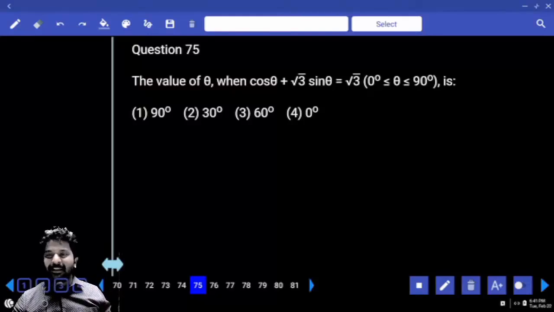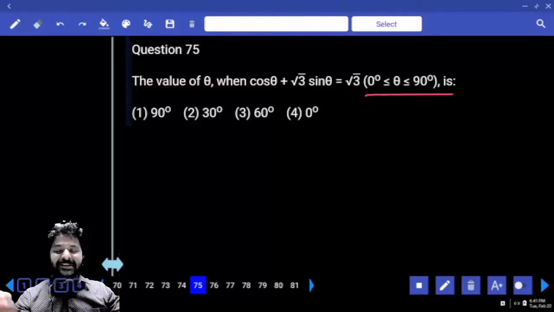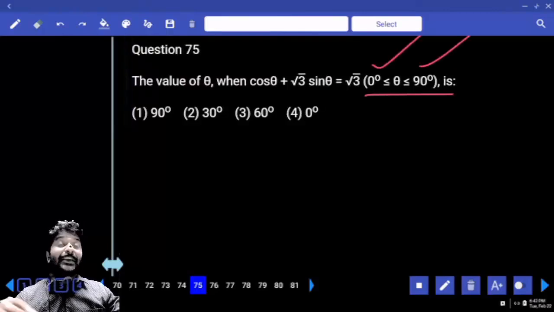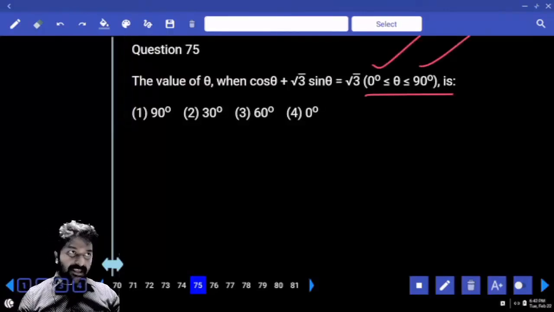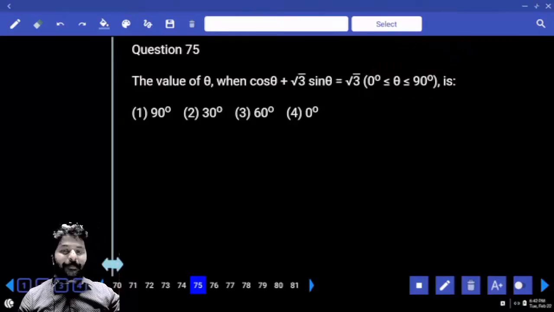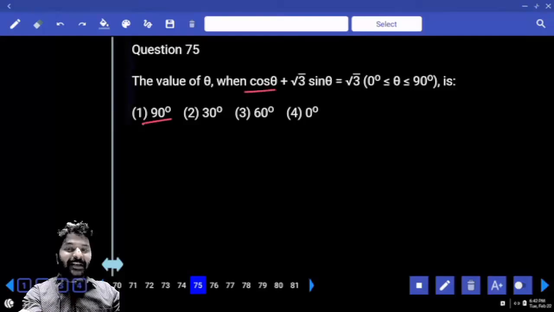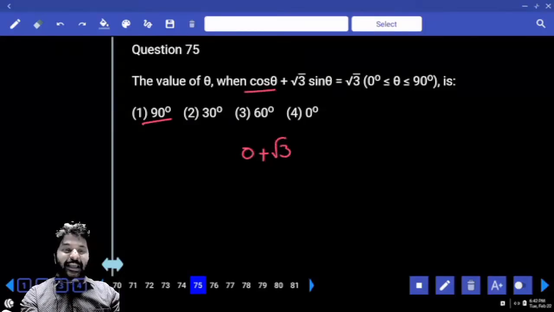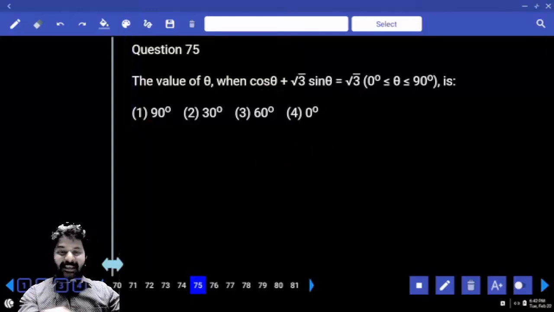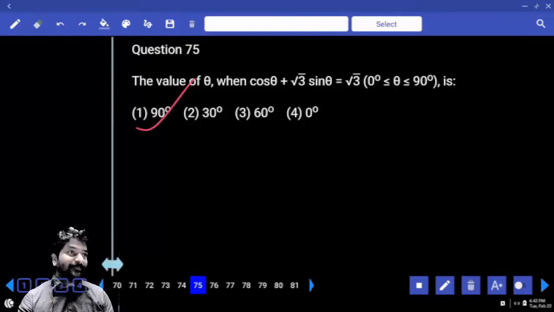We need to calculate the value of theta. So it must be between 0 and 90 degrees, right? It can be equal to 0 and it can be equal to 90 degrees also. Equal condition is also there, correct? So going to the options: 90 degrees, cos 90 is 0 plus root 3 into sin 90, 1. Is that equal to root 3? Yes, it satisfies. But it also satisfies for 30 degrees.